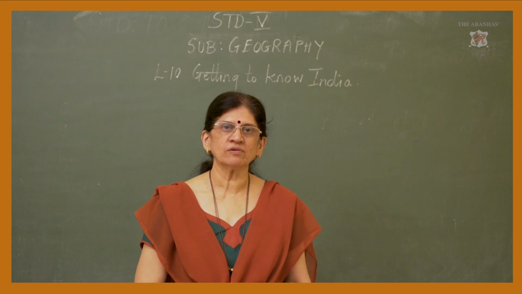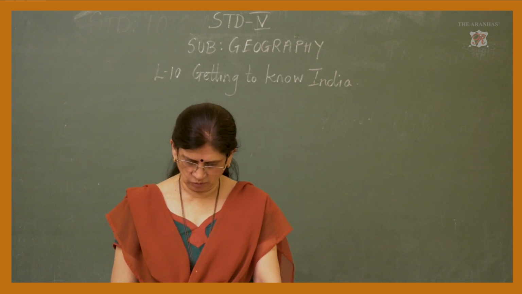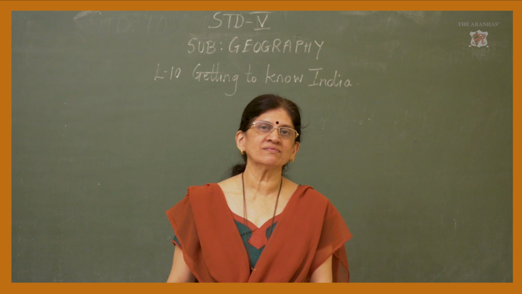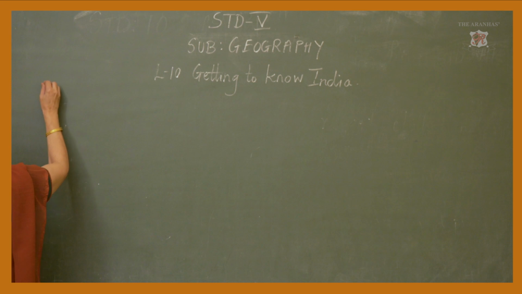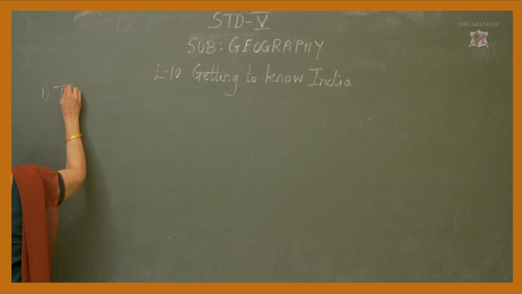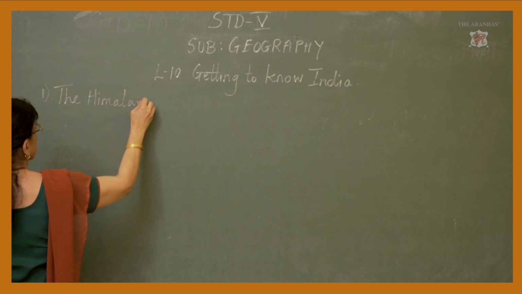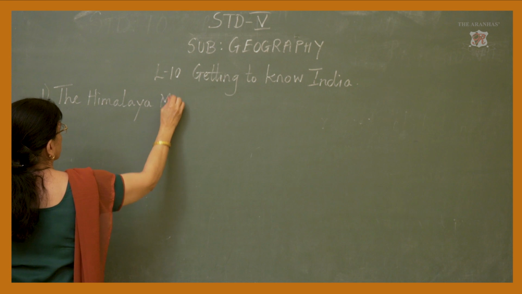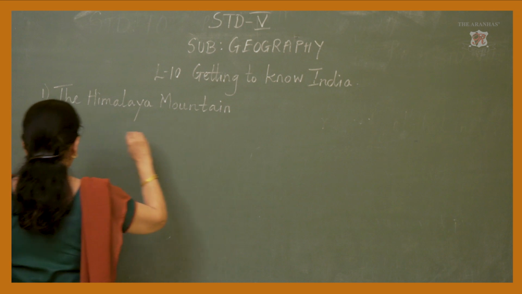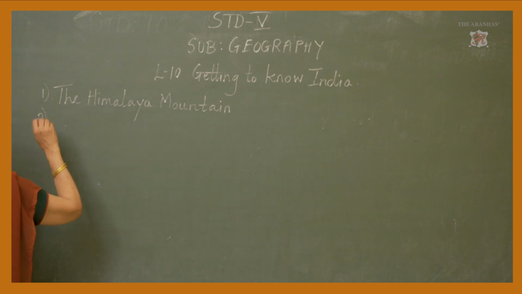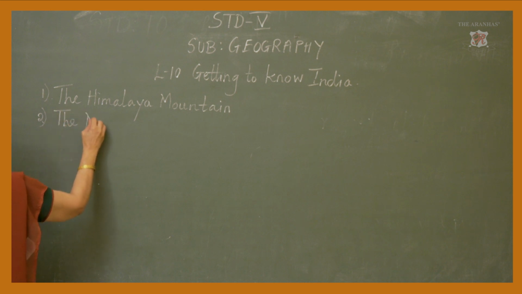Now there are different physical features of India. We have divided those physical features into 6 categories. Now let us see which are those 6 categories. First is the Himalaya mountain. Then we have the northern plains.